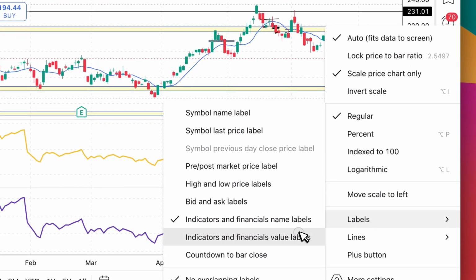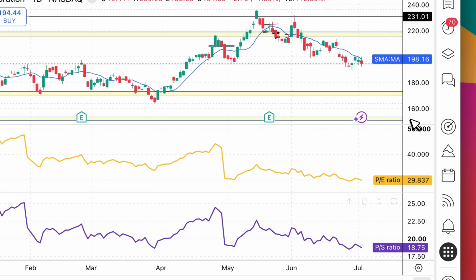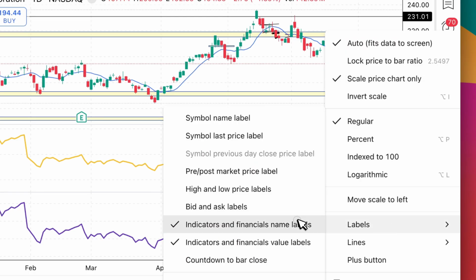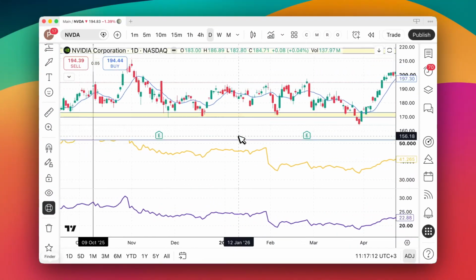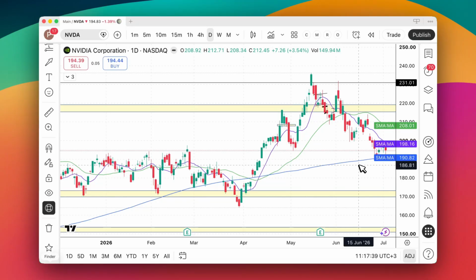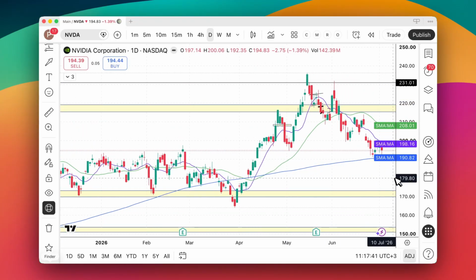Maybe I just want their value. I uncheck the name. I just get the value. Now you can configure this setting as you like and according to your preferences. Now this is how we can add indicators and financials, name and value labels on TradingView.